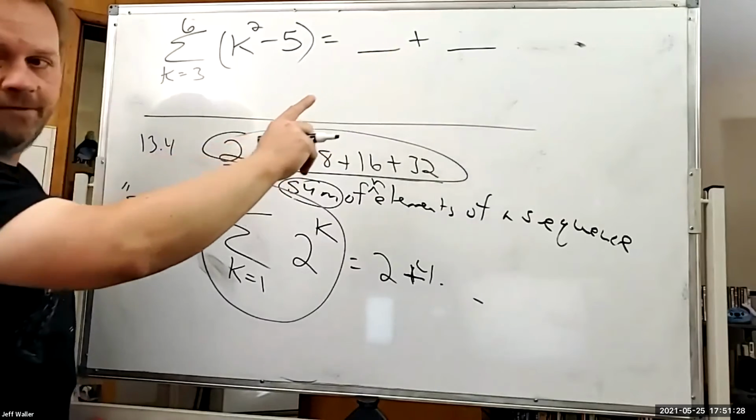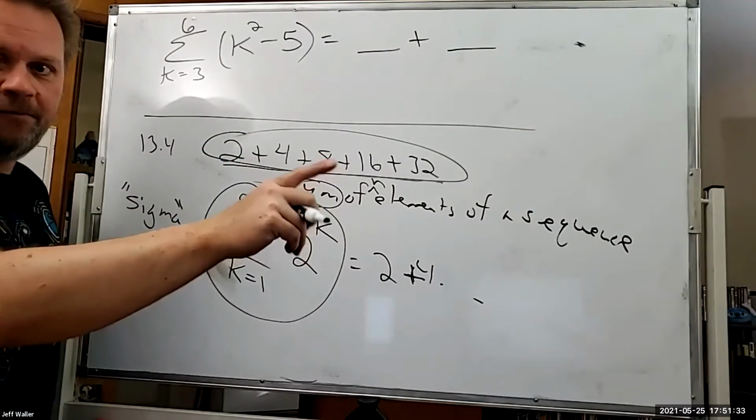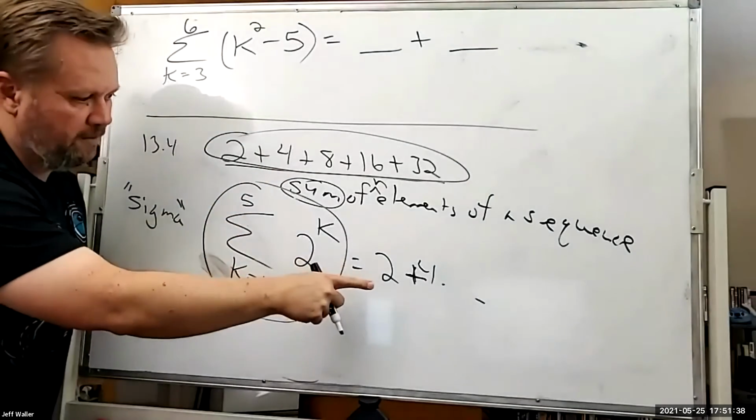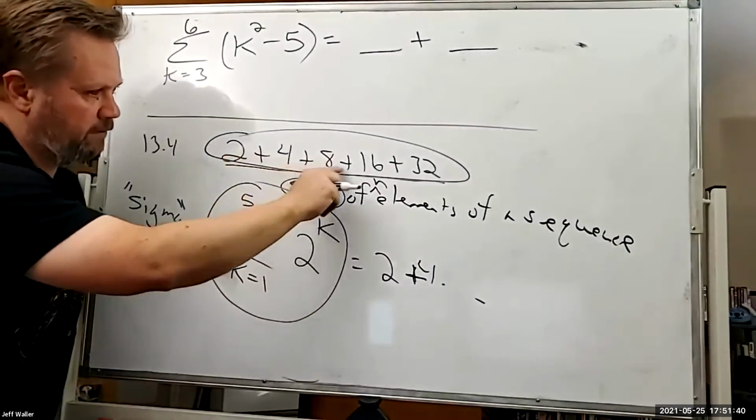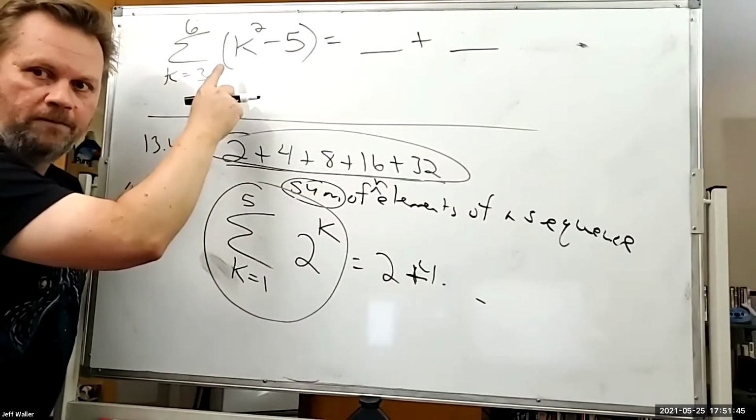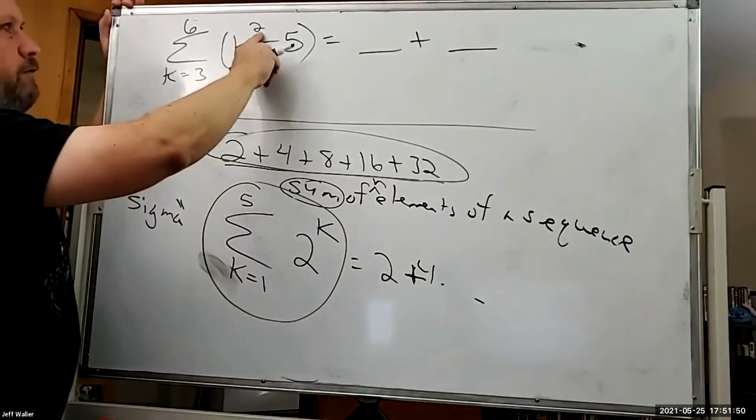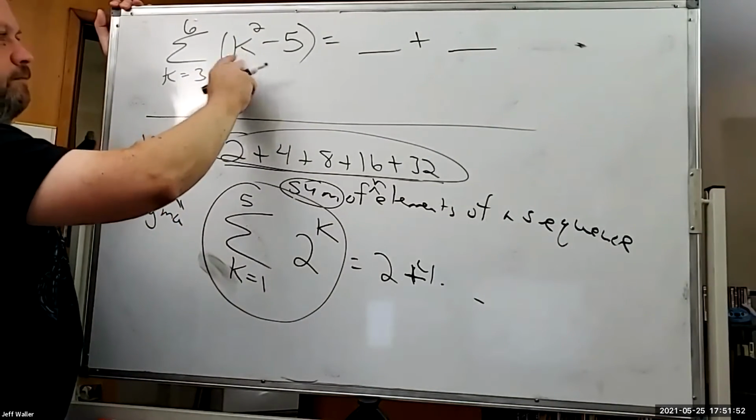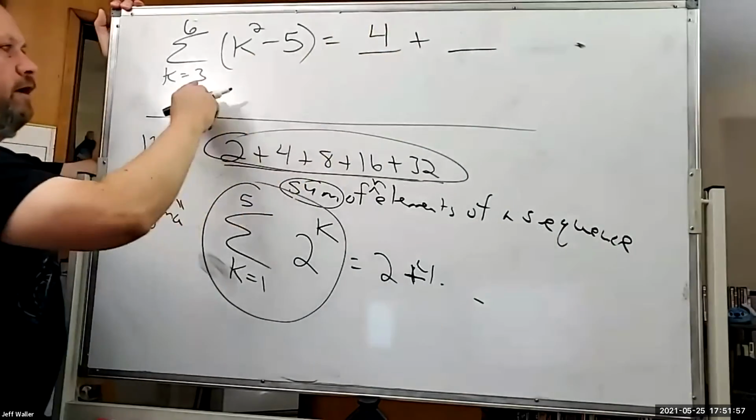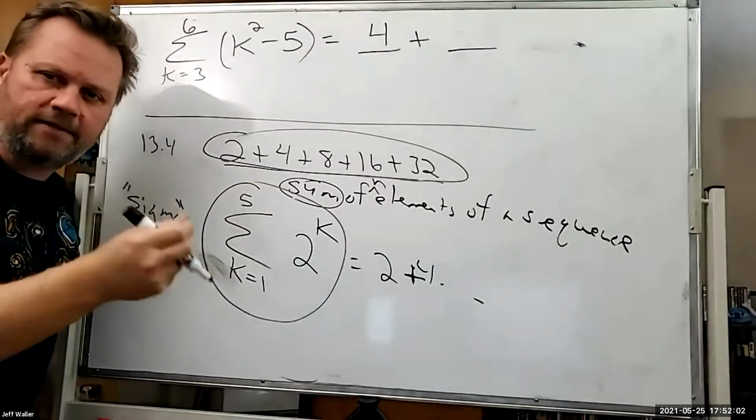What is K at first? What's the first value of K? What does K go from to? This K goes from 1 to 5 here, so that's why we get 2 to the first, 2 to the second, 2 to the third, 2 to the 4th, 2 to the 5th. What does K go from to here? It goes from 3. So what do you get when you put a 3 in? 9. 9 minus 5? 4. And then you go to 4, and then to 5, and then you stop at 6. Do you guys see how this works?